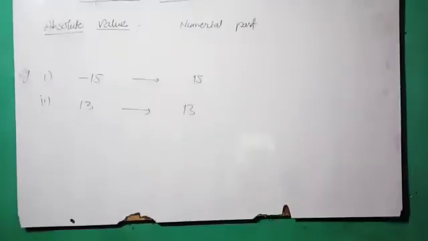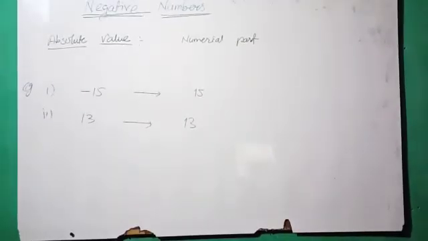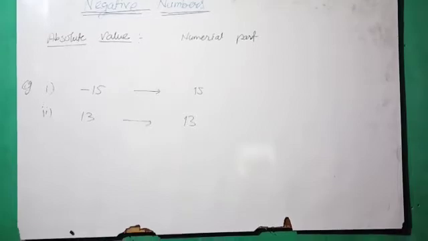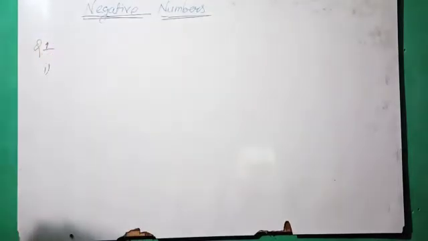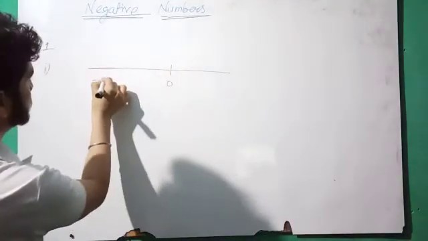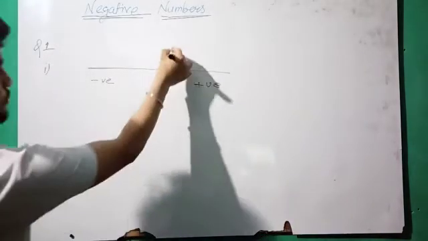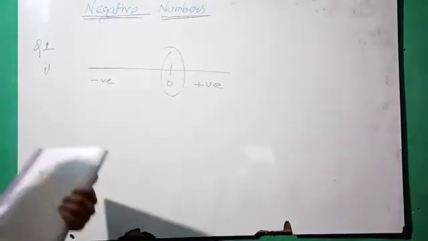We will start with exercise 3A. True or false. Question number 1. Part A: 0 is not an integer as it is neither positive nor negative. On the number line, the negative integers are on the left side of 0 and positive numbers on the right side. So 0 is neither a positive nor a negative integer.